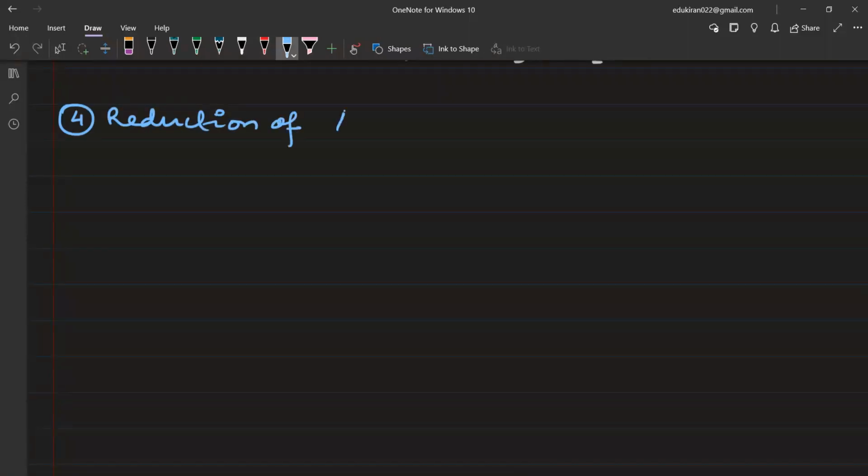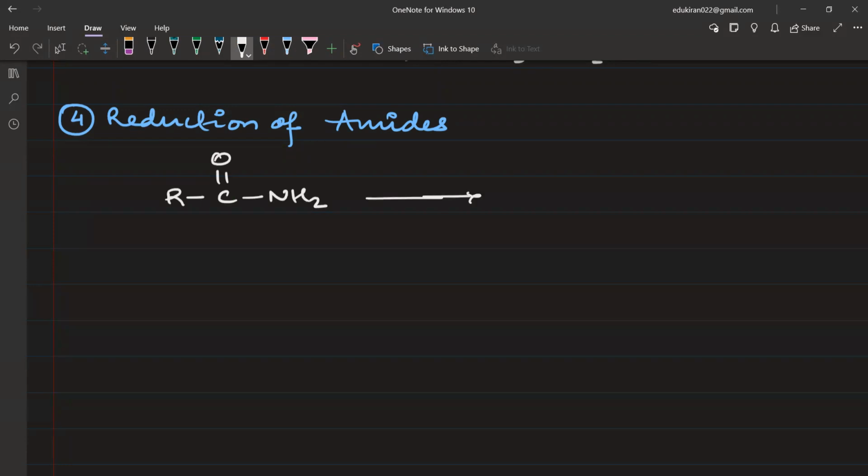Reduction of amides. For amide, you can just use LiAlH4. We have R, C double bond O, NH2 with lithium aluminium hydride. In the second step, we use water. We are going to get R, CH2, NH2.